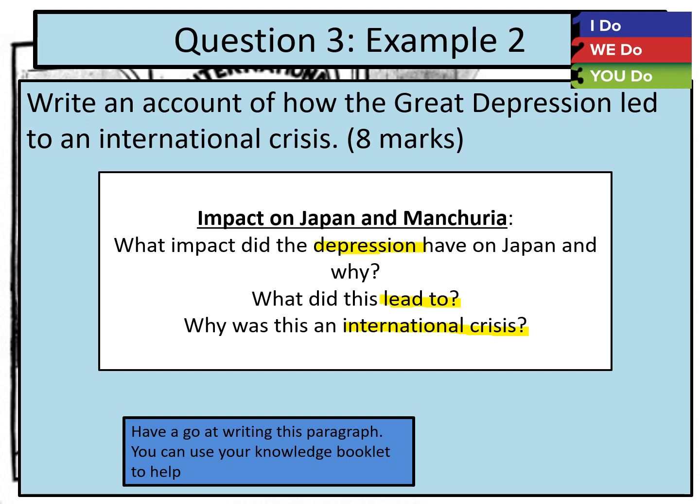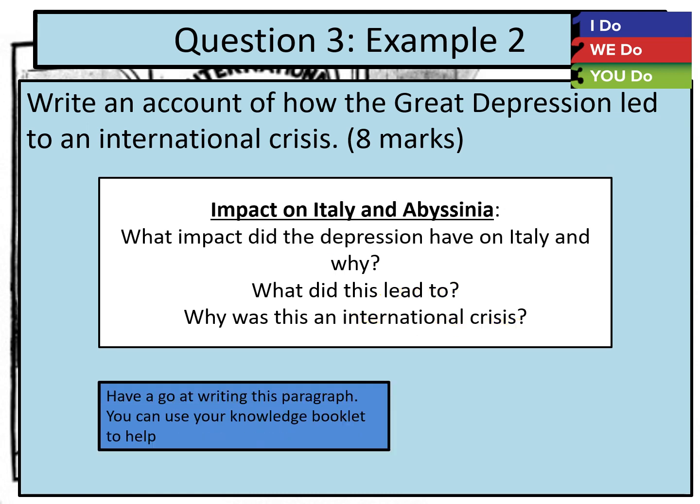And the Japanese got away with the invasion, and that undermined the League. So for 5 minutes, you're going to tell me, well, why did the Great Depression hurt the Japanese? How that led them on to invading Manchuria, and what that invasion looked like, and how it actually harmed the League and led to a greater international crisis. 5 minutes, have a go at that paragraph.